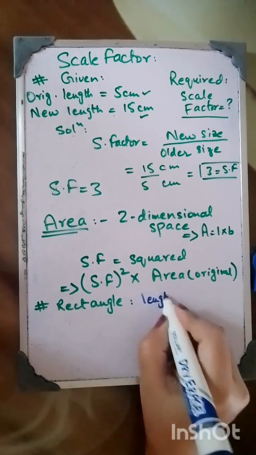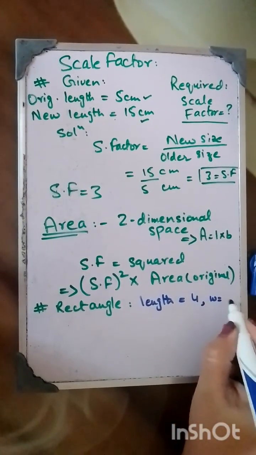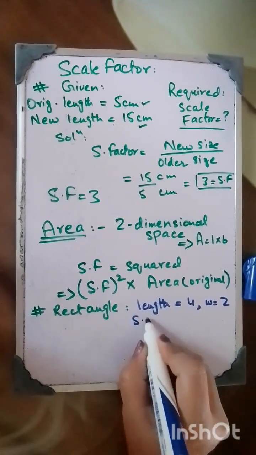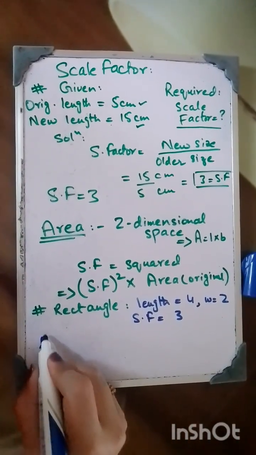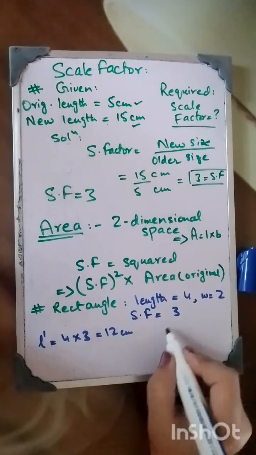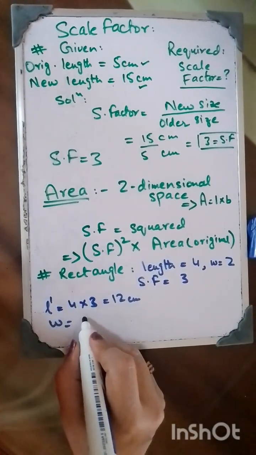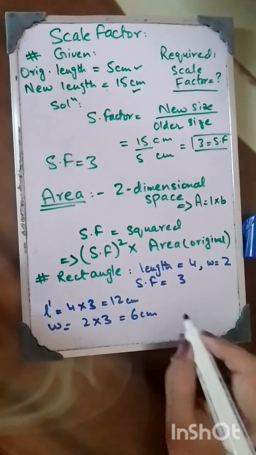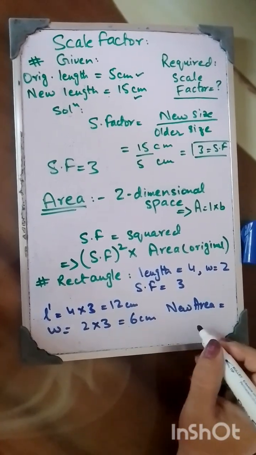Let's suppose we have a rectangle over here. You know that a rectangle has opposite sides equal, so a length and a width. The length is given to us as 4 and the width is given as 2. We are going to find out the new area using the same dimensions. The SF is given to us as 3, so we are going to multiply by it in order to get the new one. So the new length is from 4 to 12. Why? Because we have multiplied it with the scale factor, that is 3. So 4 times 3 is 12 and 2 times 3 is 6. So the new length and new width are given. The new area will be found out.